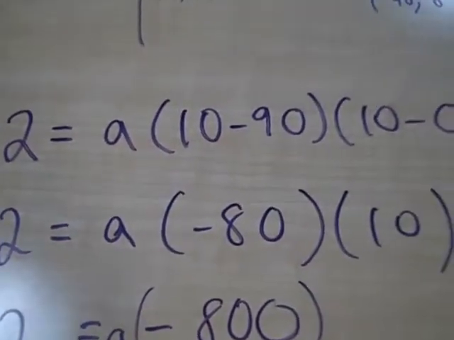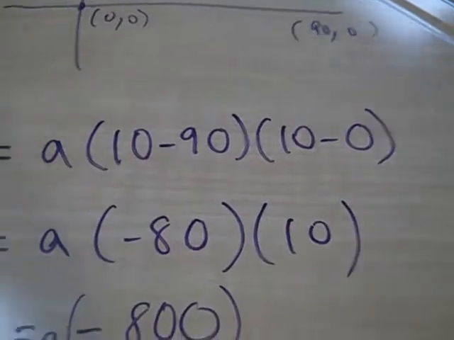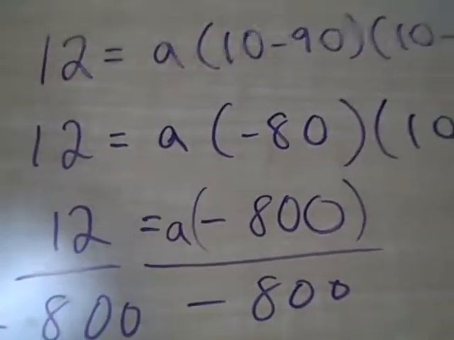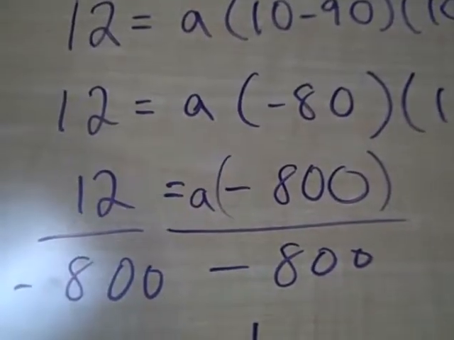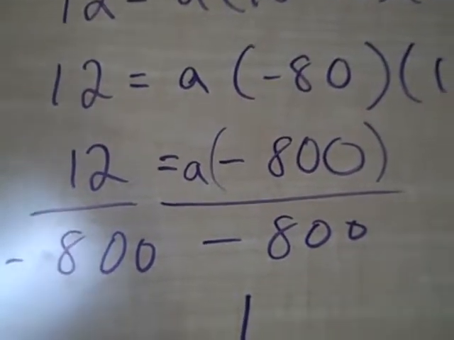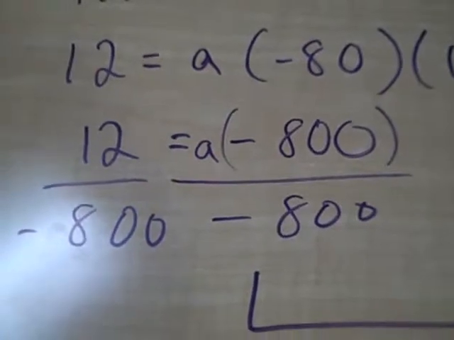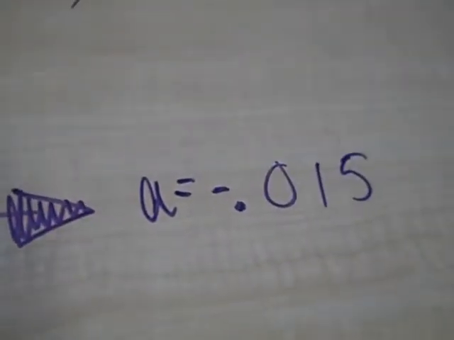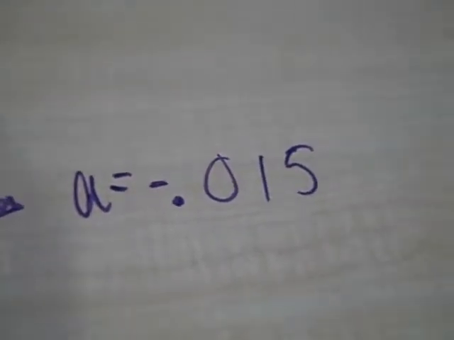To solve it, you first subtract 10 by 90 and then 10 by 0, and then you get negative 800. So the whole equation after is 12 equals negative 800a. You divide both sides by negative 800, and the answer after is negative 0.015 for a.